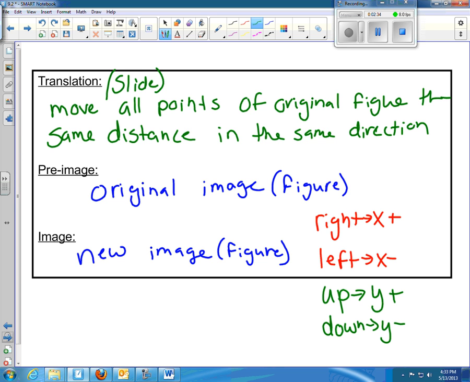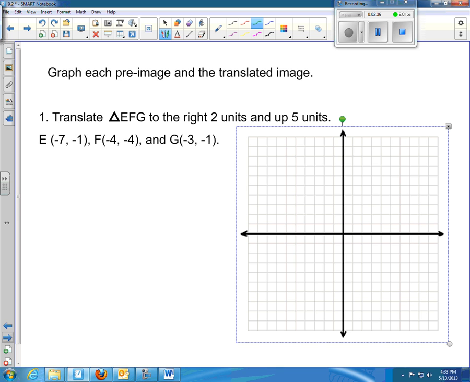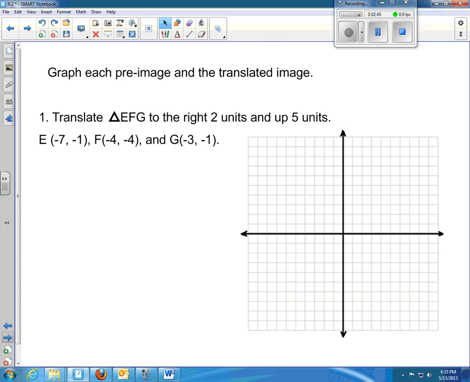So let's look at what we see here. Translate EFG to the right 2 units and up 5 units. So sometimes you will see it given to you with these funny little brackets, and it's to the right 2 units, so it's plus because we're going to the right, and up 5 units. So again it would be a plus because we're going up.